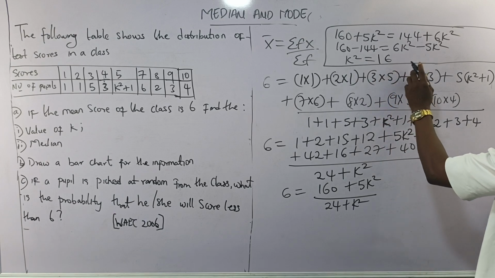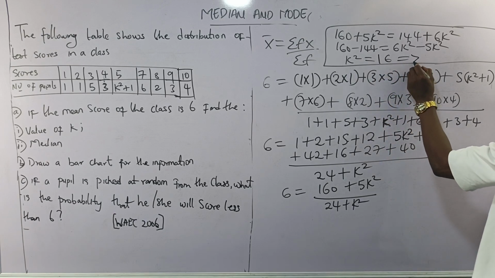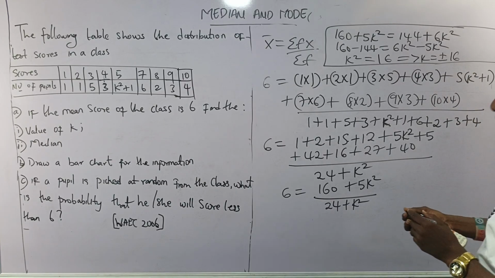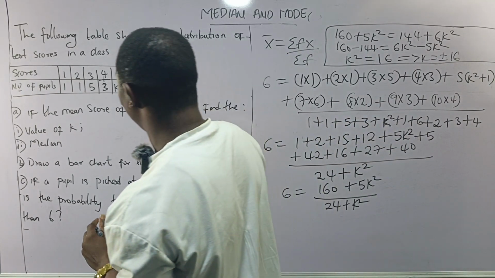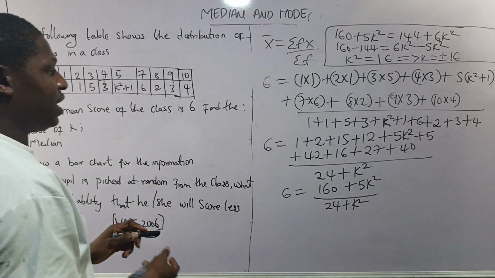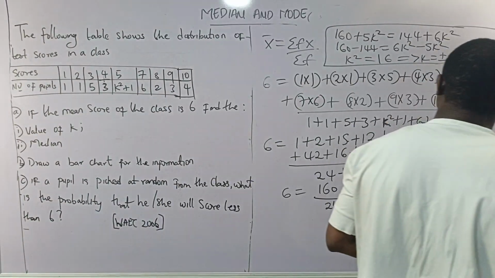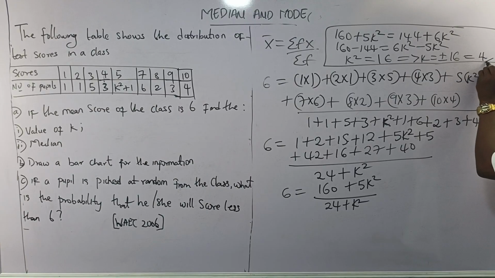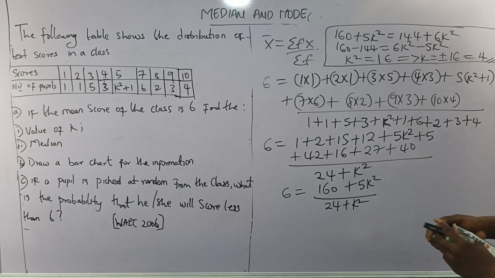And the square root of 16 will give me, so I have k equal to plus or minus what? 4. But k is the number of students, and the number of students cannot be negative. So k will be equal to positive what? 4. That's our value of k.